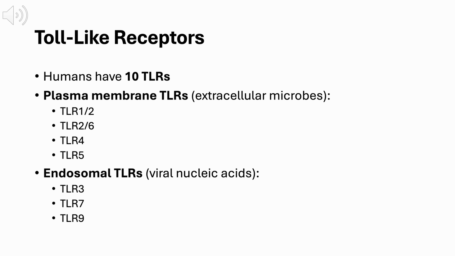Toll-like receptors are one of the major pattern recognition receptor families. Humans have 10 functional TLRs, and their location helps determine what type of microbial signal they detect. TLRs located on the plasma membrane primarily recognize components of extracellular microbes. These include TLR1 paired with 2, TLR2 paired with 6, as well as TLR4 and TLR5. In contrast, TLRs located within endosomes are positioned to detect microbial nucleic acids after pathogens are internalized. Important examples include TLR3, TLR7, and TLR9, which are particularly relevant to antiviral immune responses.